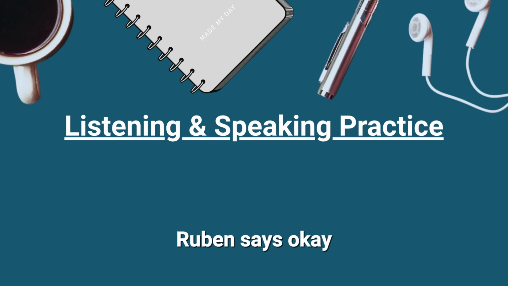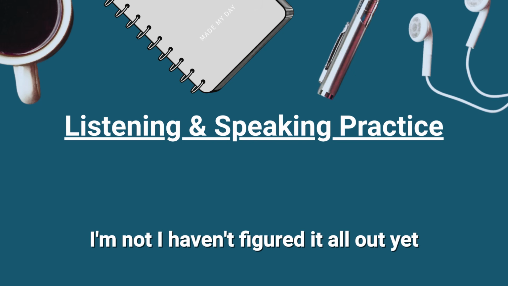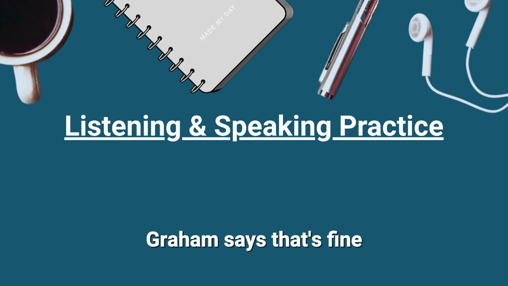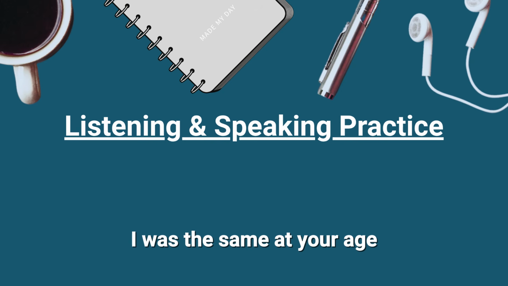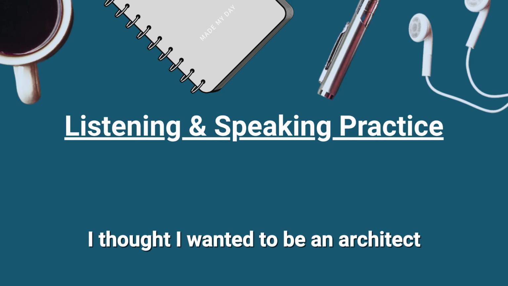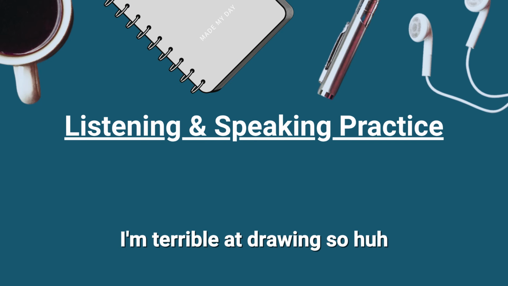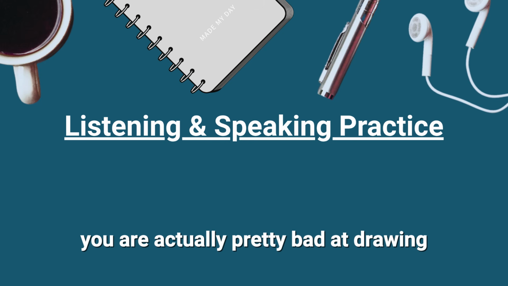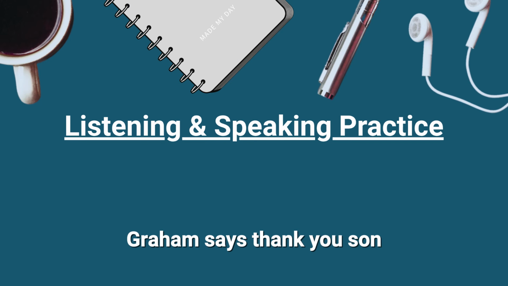Ruben says, okay. I mean, I've been thinking about it. I haven't figured it all out yet, but yeah. Graham says, that's fine. That's normal. I was the same at your age. I thought I wanted to be an architect. Can you believe that? And then I realized well, I'm terrible at drawing, so. Ha! Ruben says, Dad, you're not terrible at. Okay, you are actually pretty bad at drawing. Graham says, thank you, son.